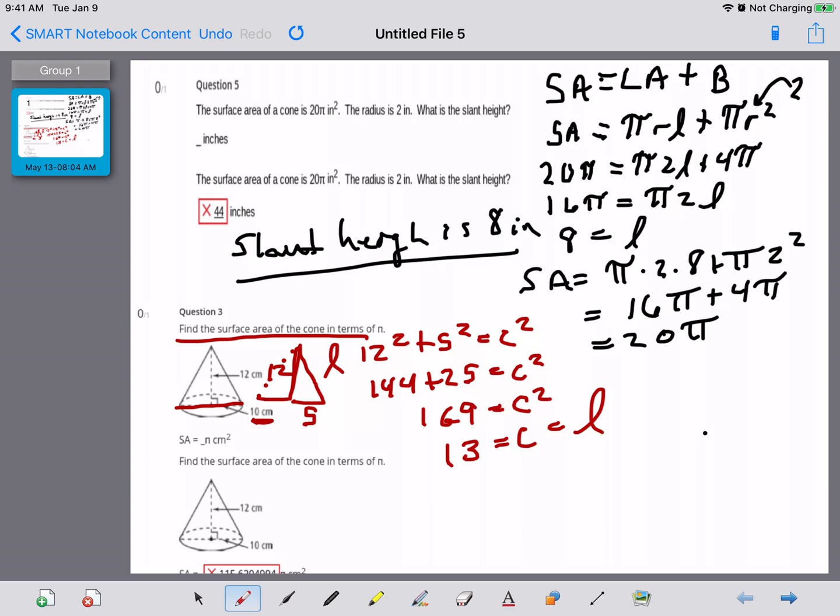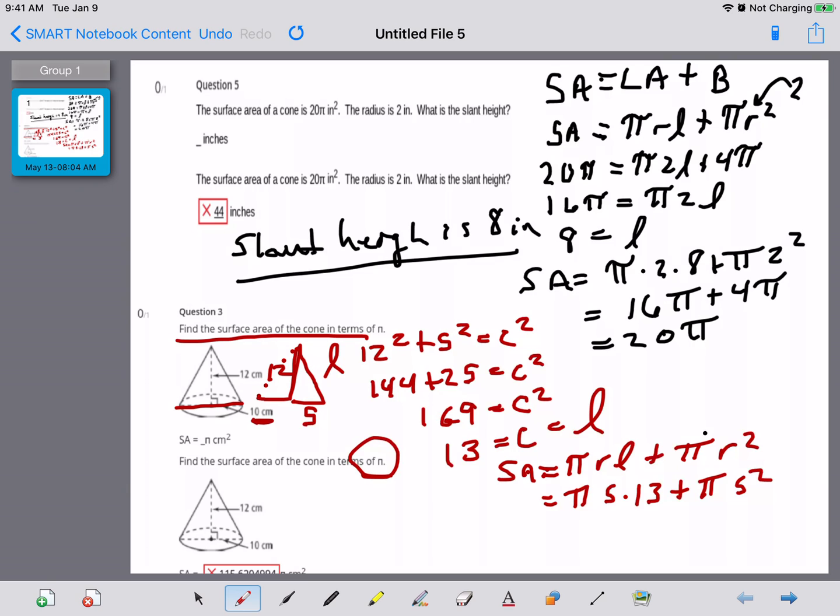Okay, now I just wrote down that formula for surface area. SA is equal to pi RL plus pi r squared, because there's just one base. Radius is 5 times 13 plus 5 squared. So they're asking it in terms of pi.